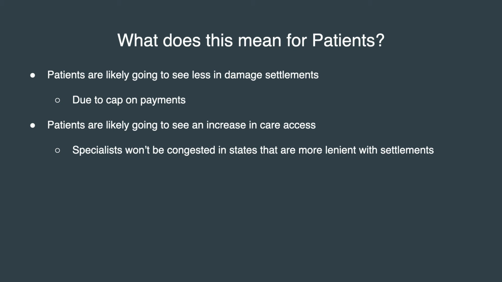So what does medical malpractice reform mean for patients? Patients are likely going to see less in damage settlements. This is because of the caps being reduced and even across the board. So for the example earlier with the Colorado case, the jury awarded $15 million, but they only ended up getting $1 million because of that cap.